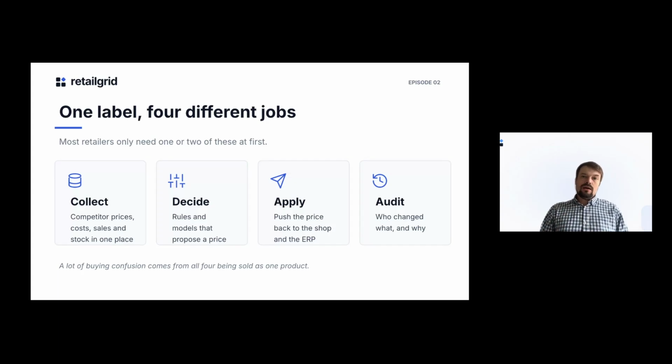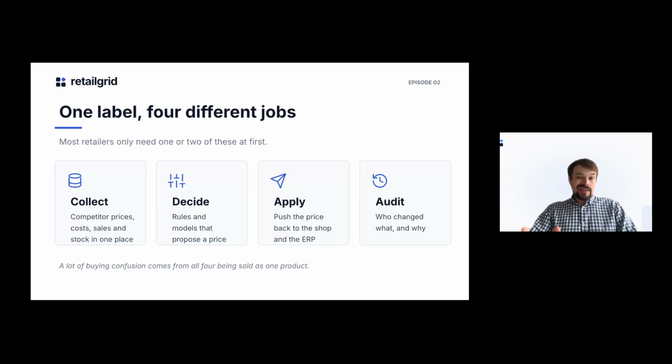Next, once I have the data, I need to decide. So what should be my price? Is my current price optimal? I'm looking into sales performance, margin rules, competitor rules, and I have some algorithms in Excel, some formulas. Then I need to calculate my new price, so I need to make a decision. Once the decision is prepared and accepted, I need to push my prices back to the commerce platform or ERP system. So I need to apply, right?